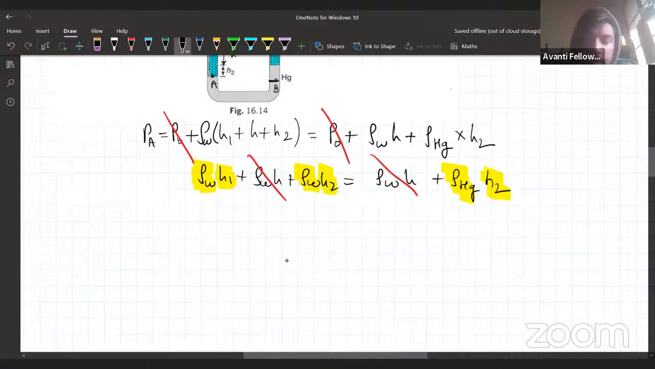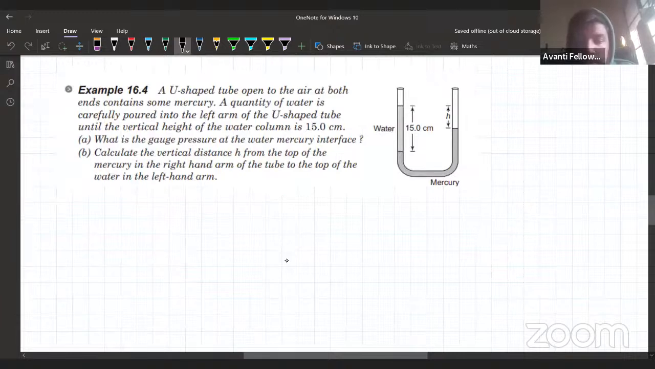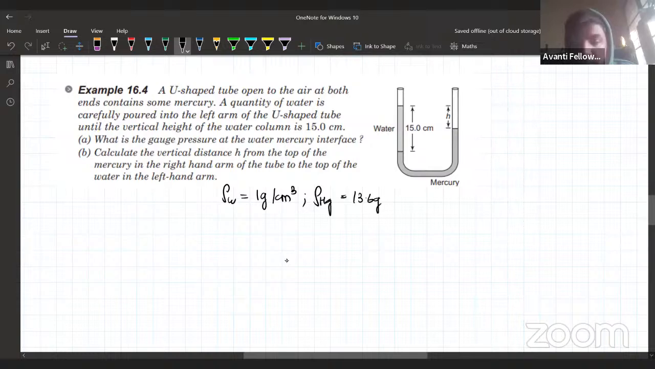Rho of water in CGS units is given as 1 gram per centimeter cube. Rho of Hg in CGS is given as 13.6 gram per centimeter cube.